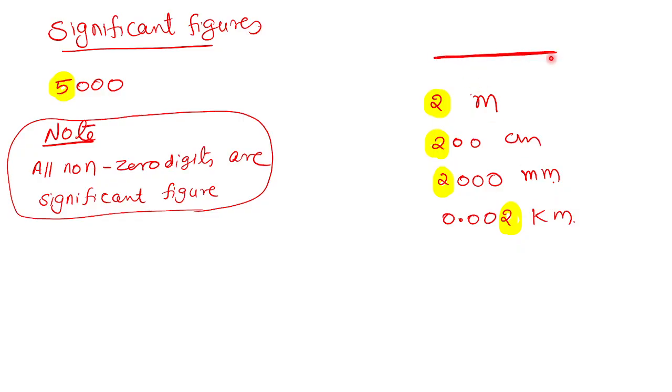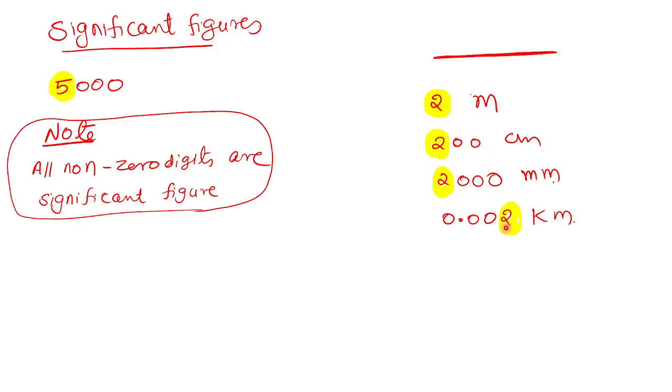For example, there is an object. Somebody measured and wrote the value as 2 meter. Another person measured it. He wrote the value as 200 centimeter, like that. So different people are getting different values because they are using different units, meter, millimeter, like that. You see that whatever unit they use, the digit 2 does not disappear, but the number of zeros keeps on changing. Here there was no zero, here 2 zeros are there, like that.